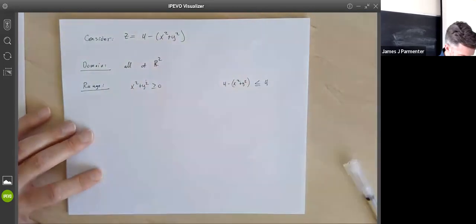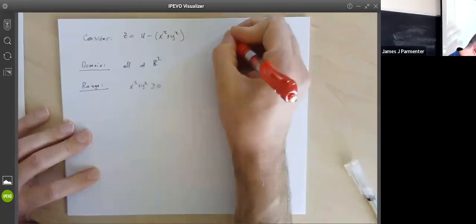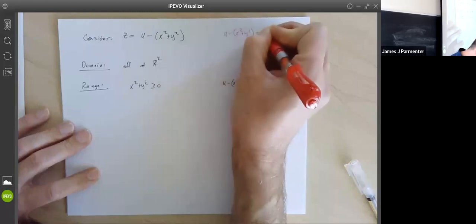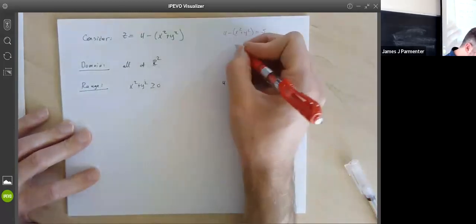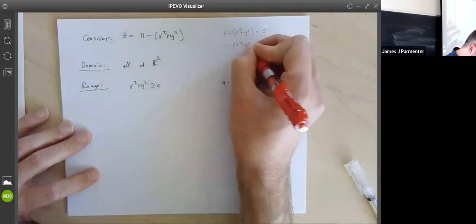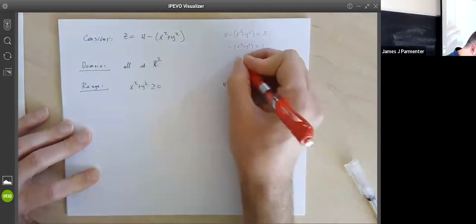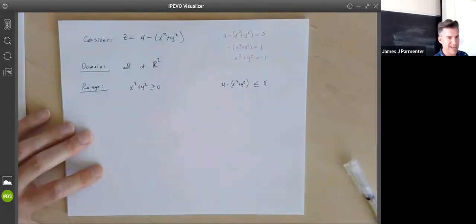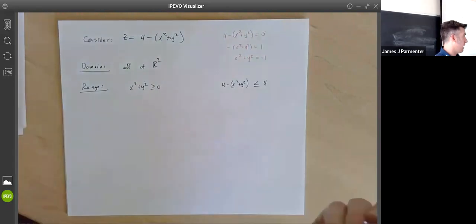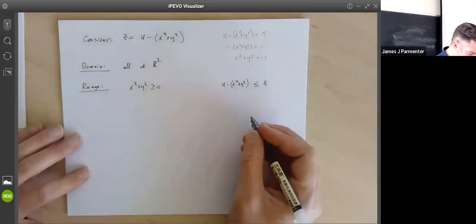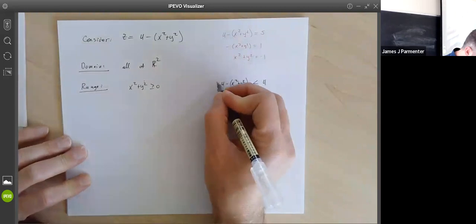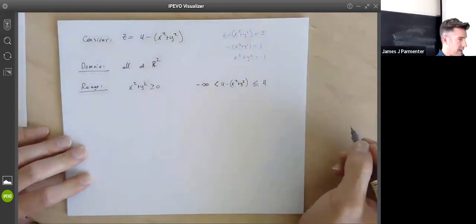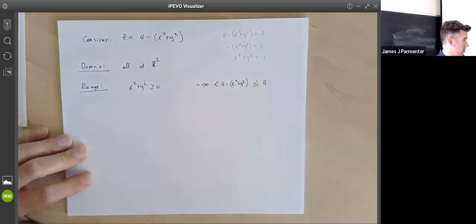If I said, in fact, I set this equal to 5. And then I subtract 4. And then I multiply both sides by -1. Oh, that's going to be a problem. That's not going to work. X squared plus y squared can't equal -1. So we definitely can't get to 5 or anything beyond 4, really. And then this can certainly be as negative as you want it to be. Just let x be larger and larger and larger, or y be larger and larger and larger.